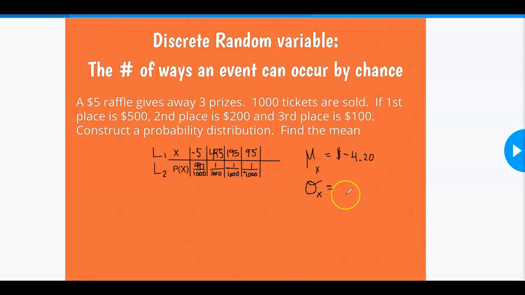Standard deviation is pretty large. I got 17.3 for that. And that's in dollars as well. Standard deviation is in dollars, which is $17.30. Pretty large standard deviation. A lot of spread in that distribution.